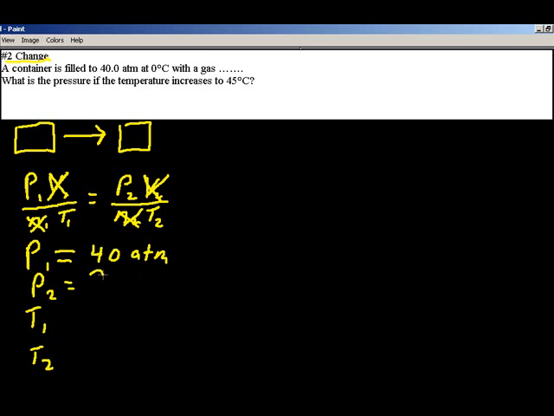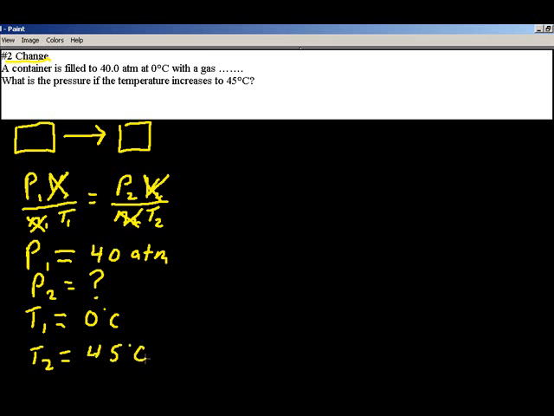Now my P1 value, my initial pressure, is 40 atm. What is the pressure? That's what I'm looking for. The initial temperature is 0 degrees Celsius, and temperature 2 ending is 45 degrees Celsius.